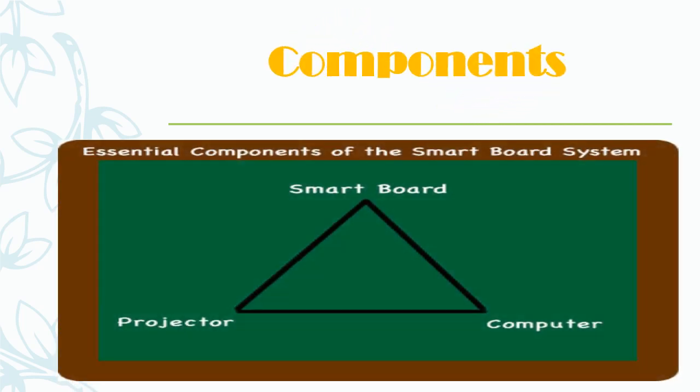The next idea is the components of the SmartBoard. We have essential components for the SmartBoard system, I mean the system itself. We have the SmartBoard by its tools and by its components, the computer and the projector. So we have three main things to operate the SmartBoard system in the classroom: the SmartBoard, the computer, and the projector, and the three components must be connected together by cables.